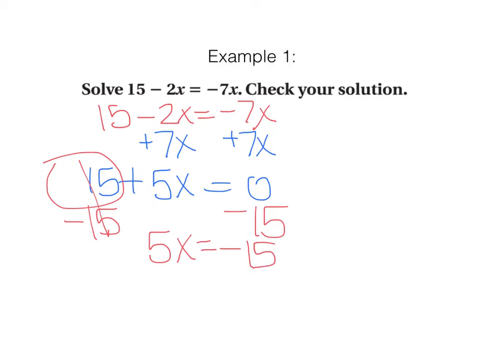Pause the movie, copy these steps into your notes, and then continue to solve this equation. Let's see how you did. From here, you should have divided both sides by 5 and gotten x equals negative 3. Please make sure you have all these steps in your notes titled Example 1, and then move on.